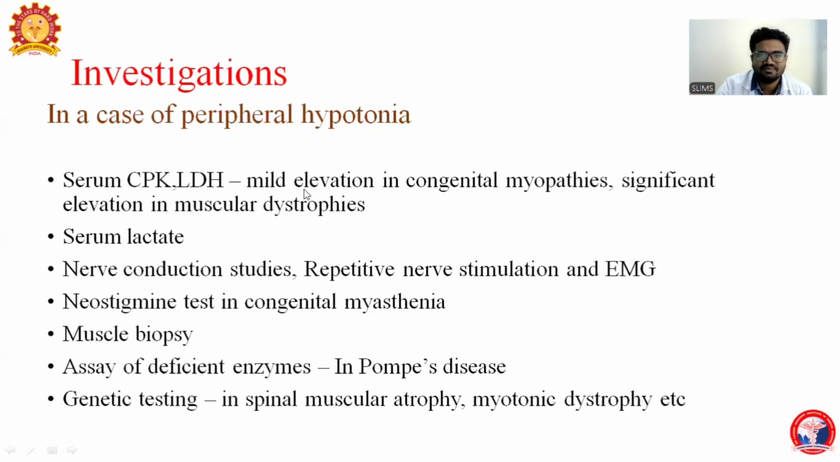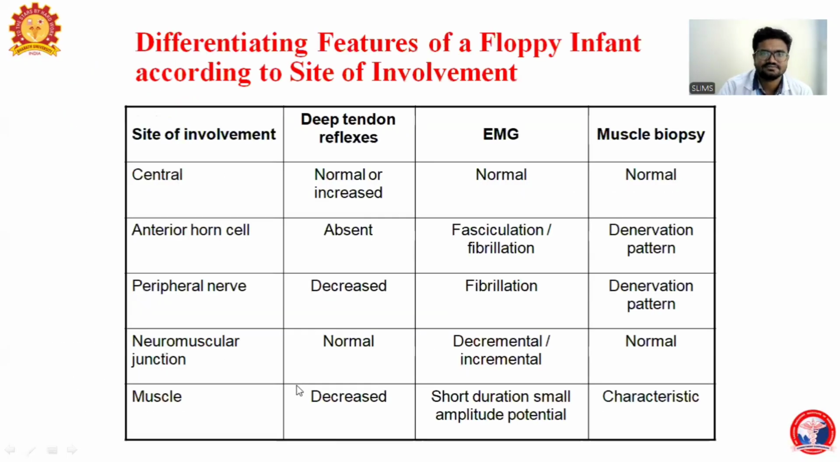In case of peripheral hypotonia, there is elevation of the muscle enzymes like serum creatine phosphokinase and LDH. Serum lactate in case of mitochondrial myopathies. Nerve conduction studies, repetitive nerve stimulation, and EMG, all these in case of neuropathy, especially the repetitive nerve stimulation test in myasthenia gravis. Muscle biopsy in myopathies and metabolic myopathies like Pompe's disease, and genetic testing. So these are the various differentiations.